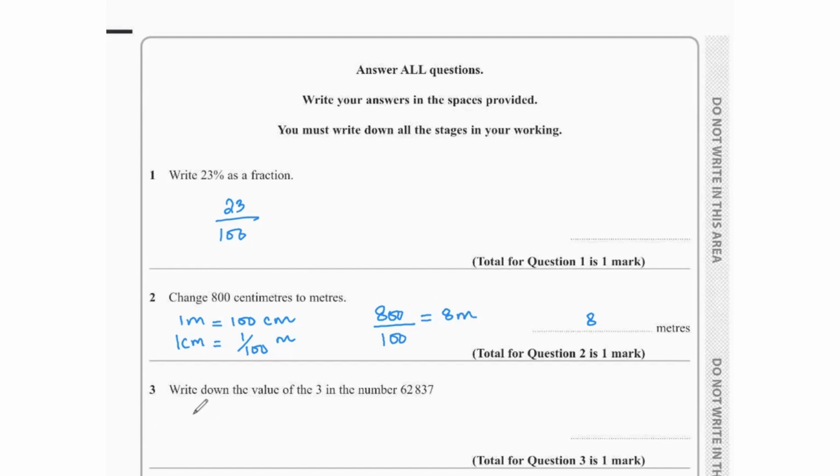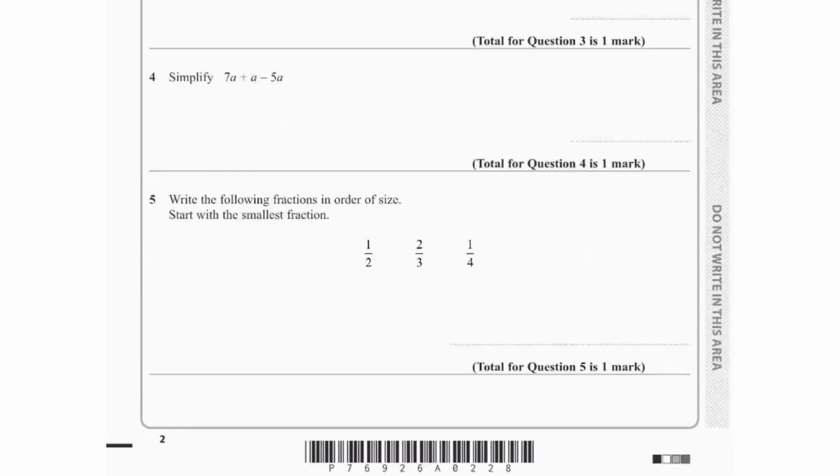The next question says write down the value of the 3 in the number 62,837. So that's 30 or 3 tens. Question 4 says simplify 7a plus a minus 5a. So 7a plus a is 8a, and 8a minus 5a is 3a.